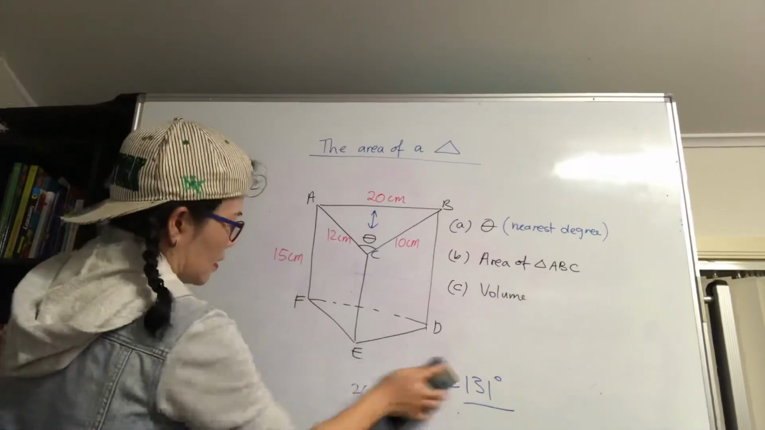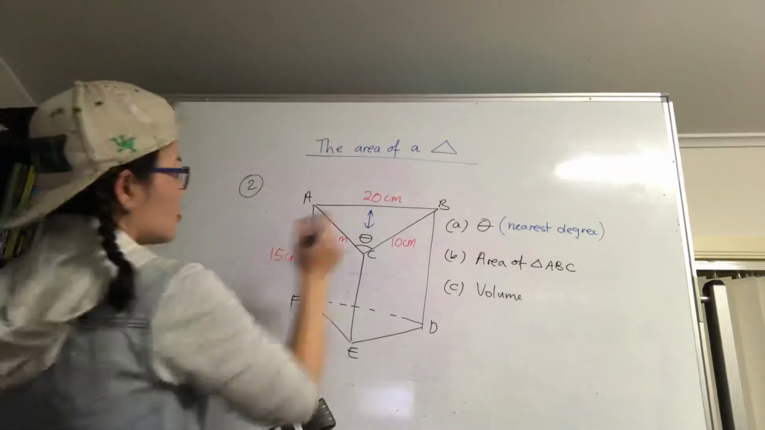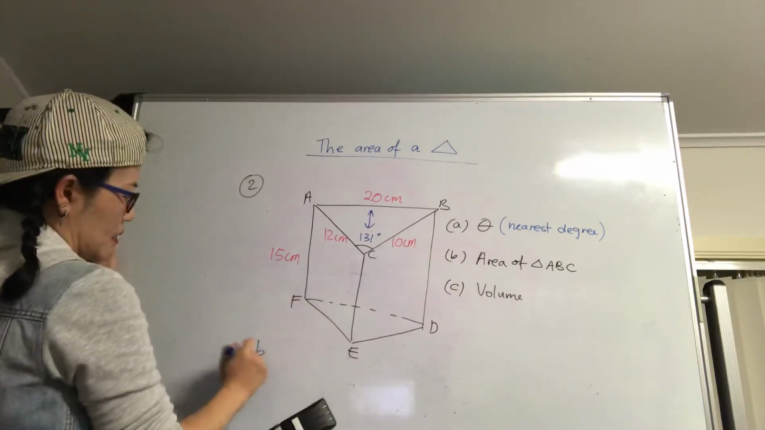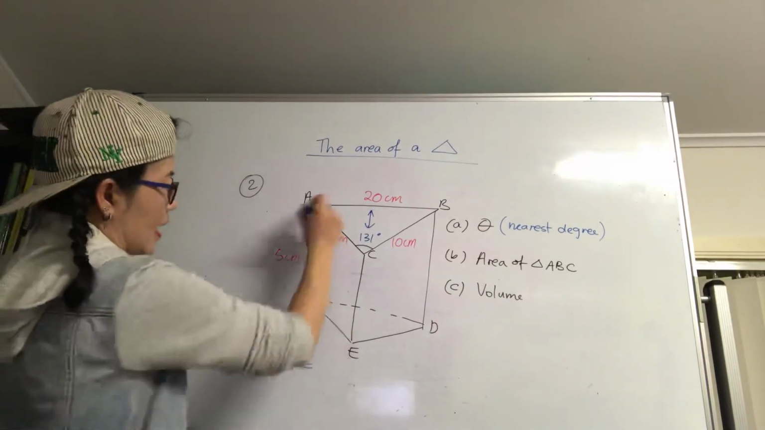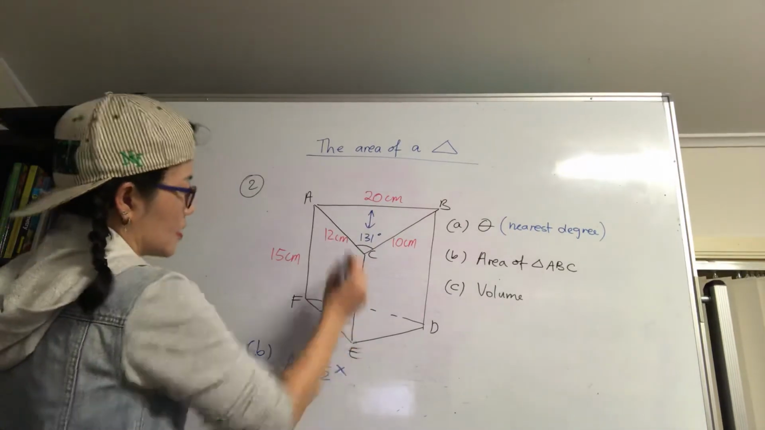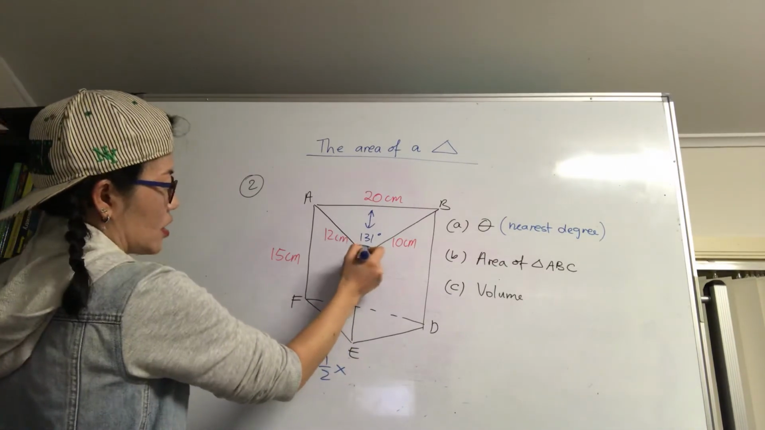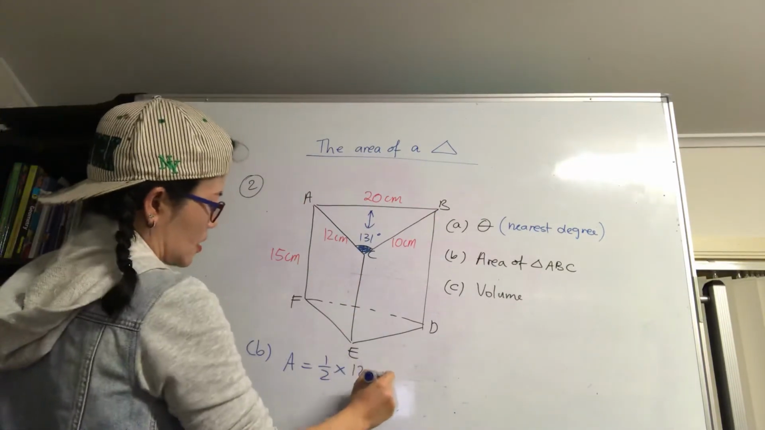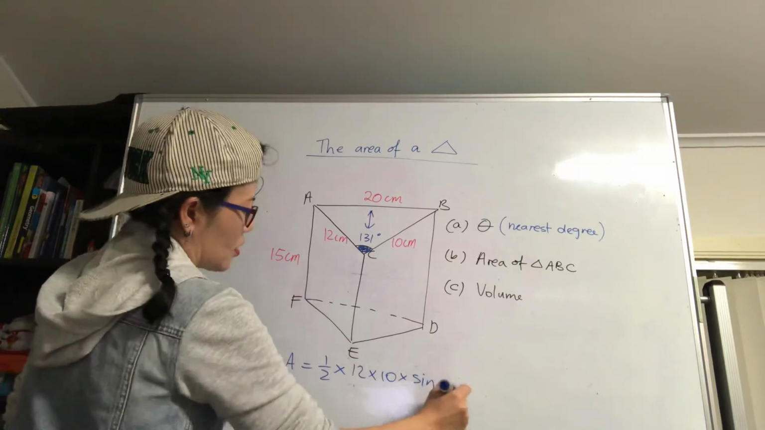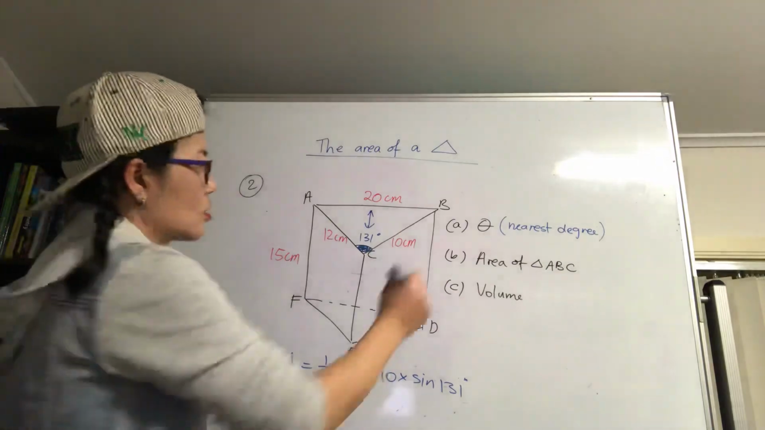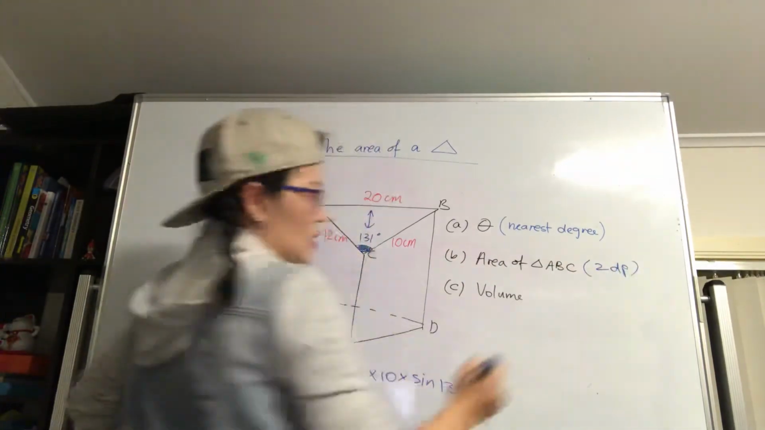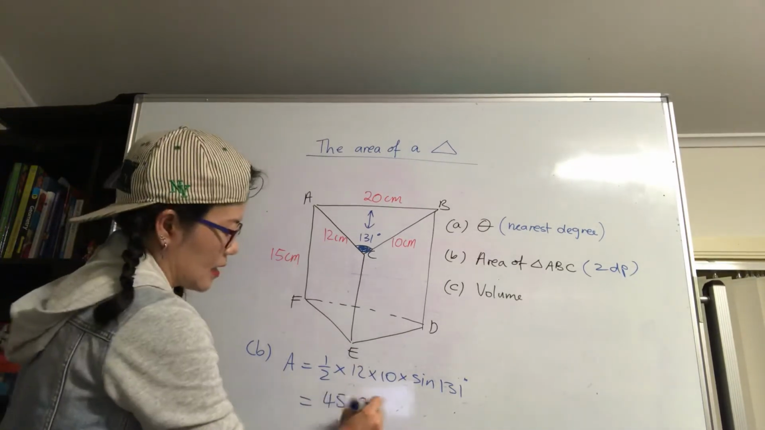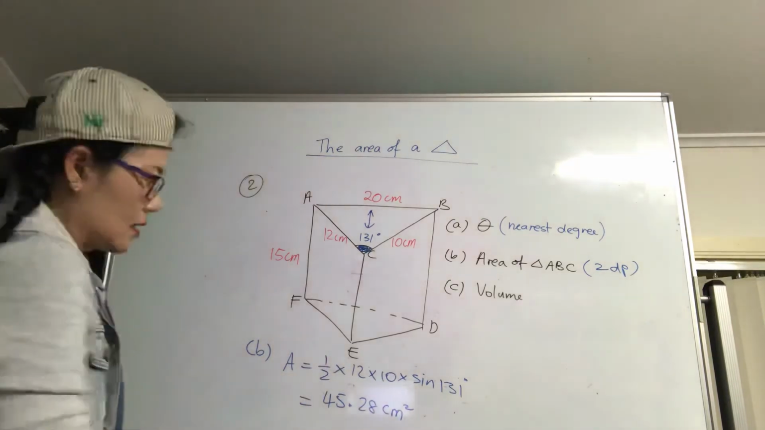B, find the area. I'm going to put 131 here, because part B says find the area. So the area of ABC is half times, and I'm going to use this angle because that's the only angle I've got, protecting sides 12 times 10 times sine 131 degrees. And what do I get? I want it to 2 decimal places, so it's 45.28 centimeters squared. Okay, so that's what I've got.